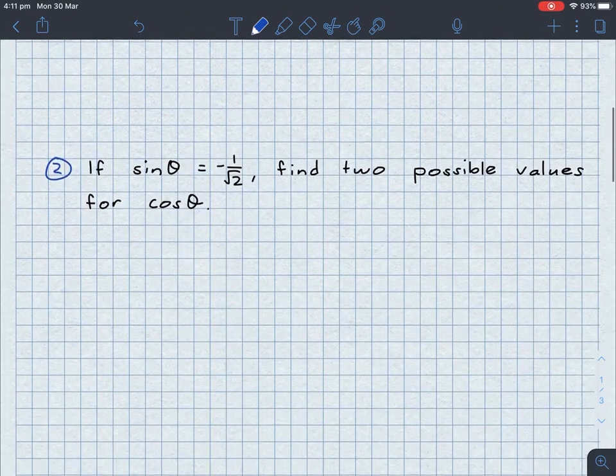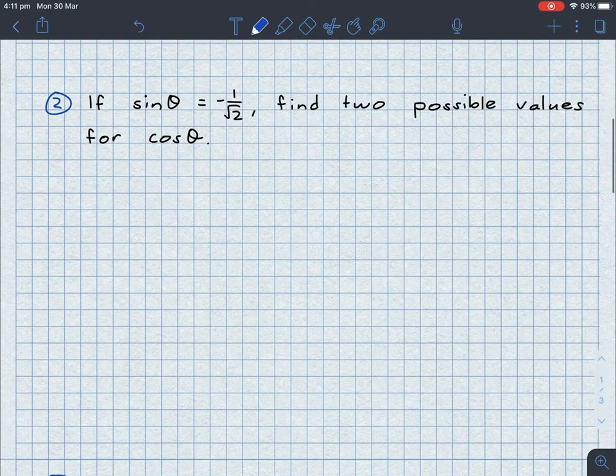Okay, example 2. If sine theta equals negative 1 over root 2, find two possible values for cos theta. So here, sine theta is negative. If you remember your all stations to central that we did yesterday, sine is negative in the third and fourth quadrants. So we need to find a value in the third and the fourth quadrant for cos theta. All that means is one of them is going to be positive, one is going to be negative.